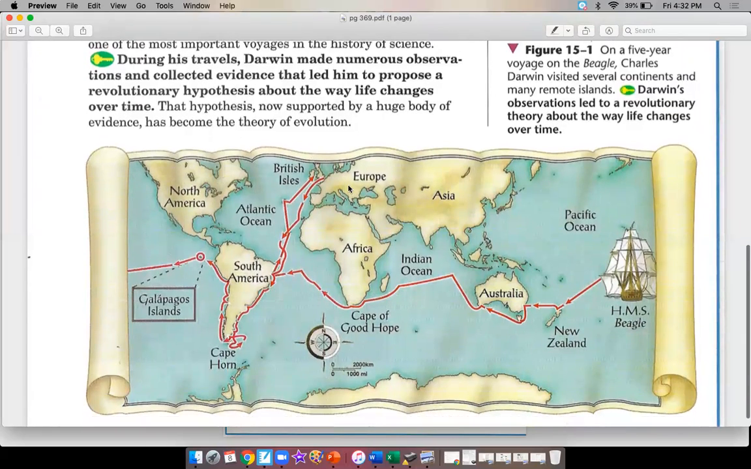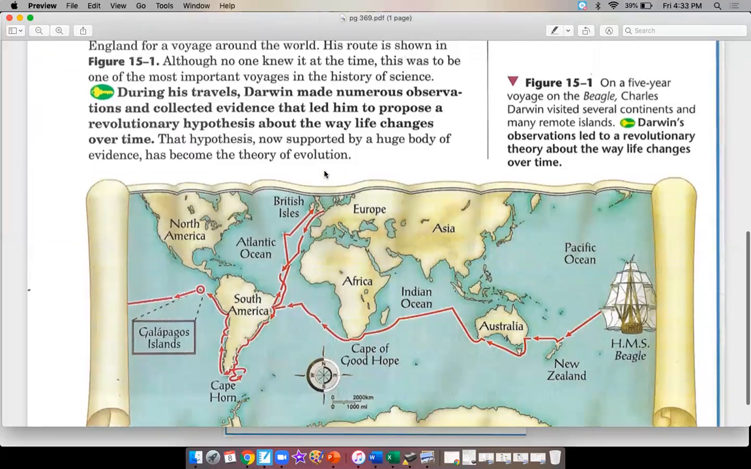All right, starting in Europe. Went down South America, bounced around a bit, went up South America to the Galapagos Islands, right here off the coast of South America. All right, that's important, remember that. And then went around the world, New Zealand, Australia, Indian Ocean, and then around Africa, and then South America again, back home to England. All right.